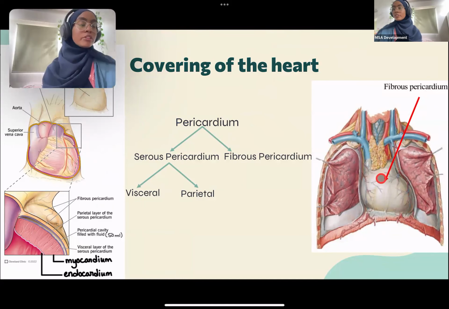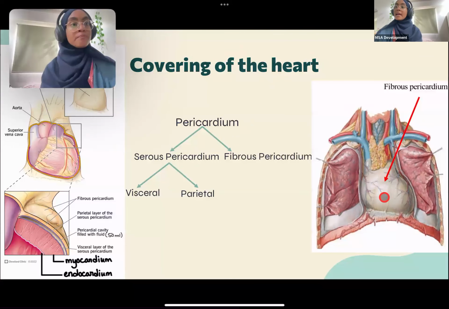The fibrous pericardium superiorly is continuous with the great vessels. Inferiorly with the diaphragm. Laterally with the pleura. Posteriorly we have the esophagus and the bronchi, they're just close by. And anteriorly with the sternopericardial ligament.